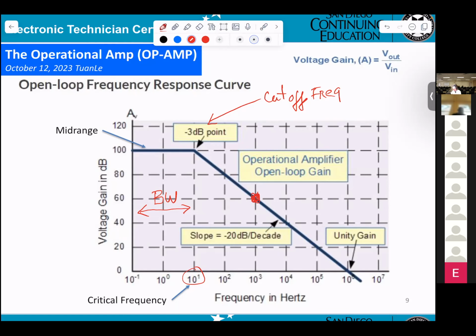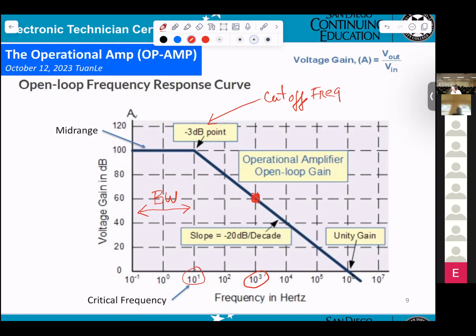What's the bandwidth? Bandwidth is 1,000. Perfect. 10 to 1000. And now the gain will be 60 decibels. Yeah, that tells me you really understand. So basically, one thing they're telling you, if you want wider bandwidth, that means you have to reduce the gain.